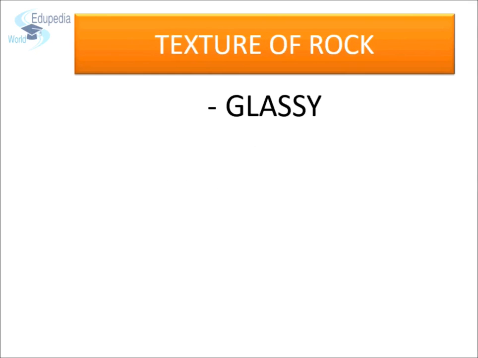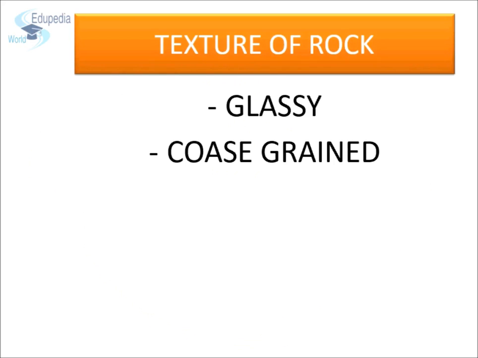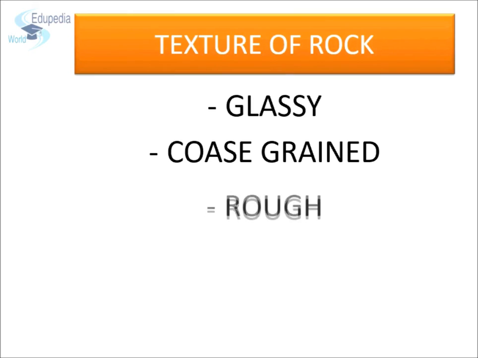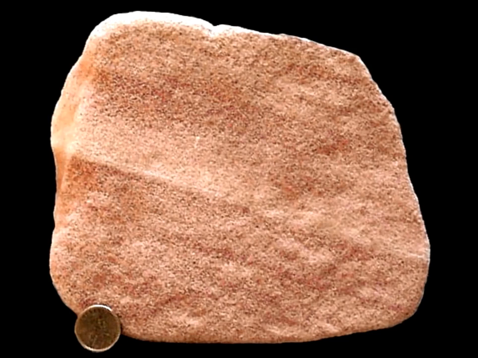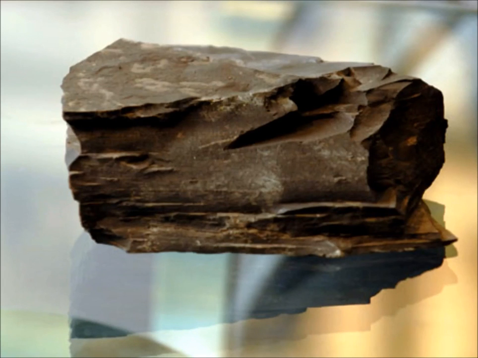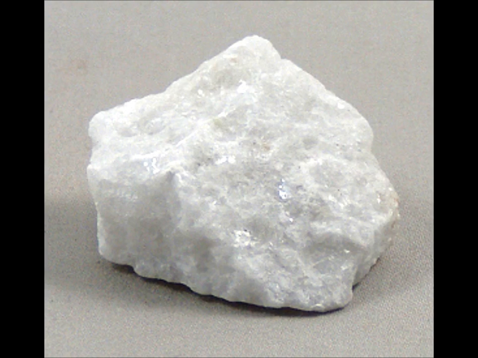The texture of a rock can be glassy, like in obsidian, or coarse grained, like in granite or gabbro, or rough with well-rounded grains, like in sandstone, layered structure like in shale, granulitic structure like in marble.